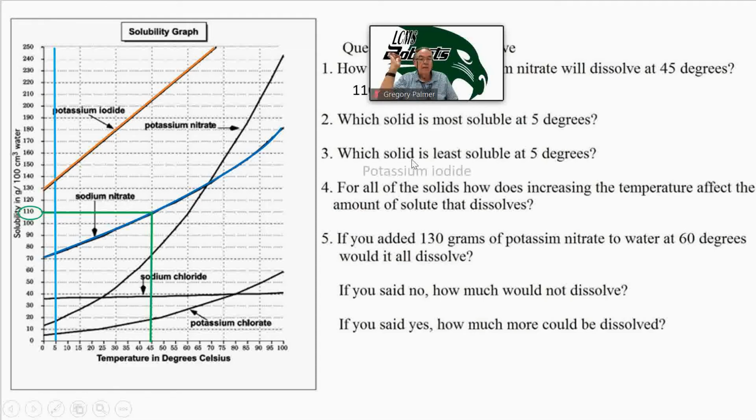It says which one is least soluble at 5 degrees. The one that would be least soluble is down here at the bottom. It would be the potassium chlorate.